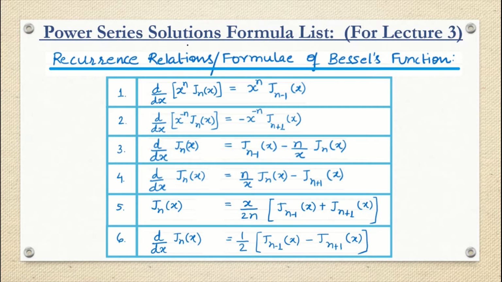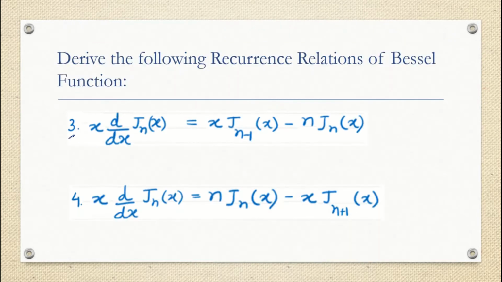In the last class, that means lecture number 2, we derived the first and second recurrence relations. In today's class, we are going to see and derive recurrence relations 3 and 4. We have just taken this third recurrence relation.